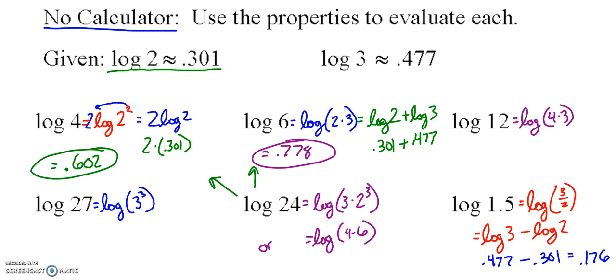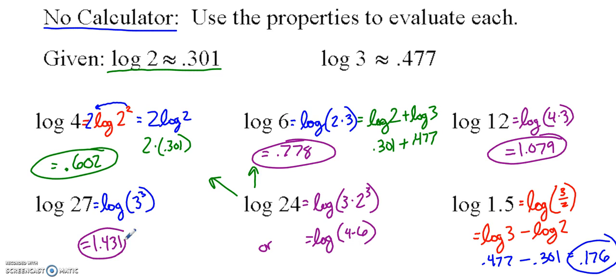If you'd like to do the other ones, you can go ahead and do those. Take a minute to simplify those. So pause your video and come back if you need to. The answers are 1.079 for 12. 27 is 1.431. And 24 is 1.380.